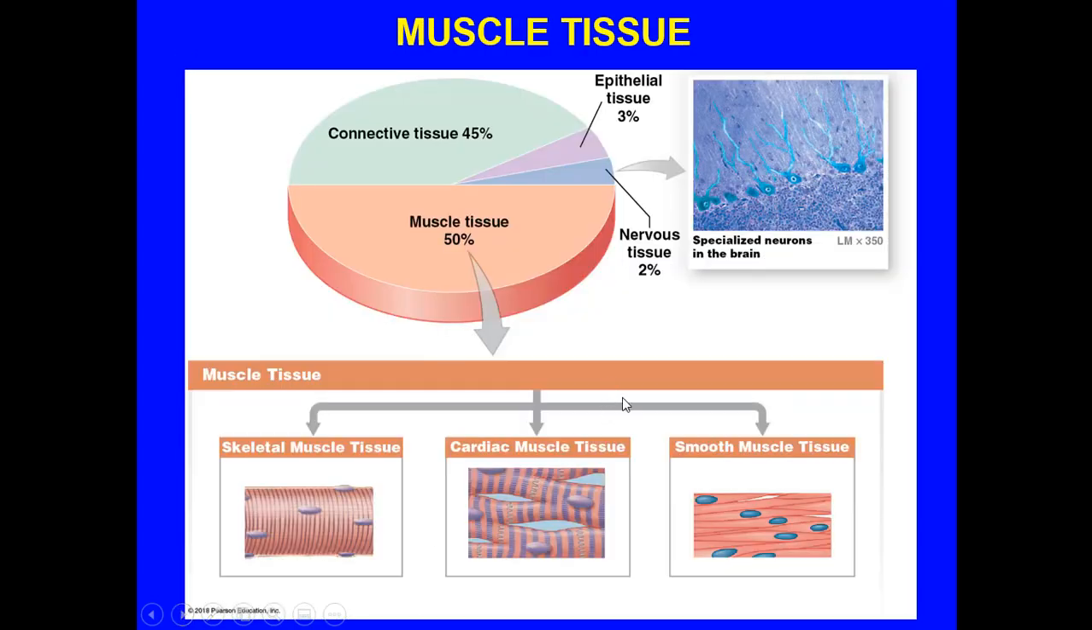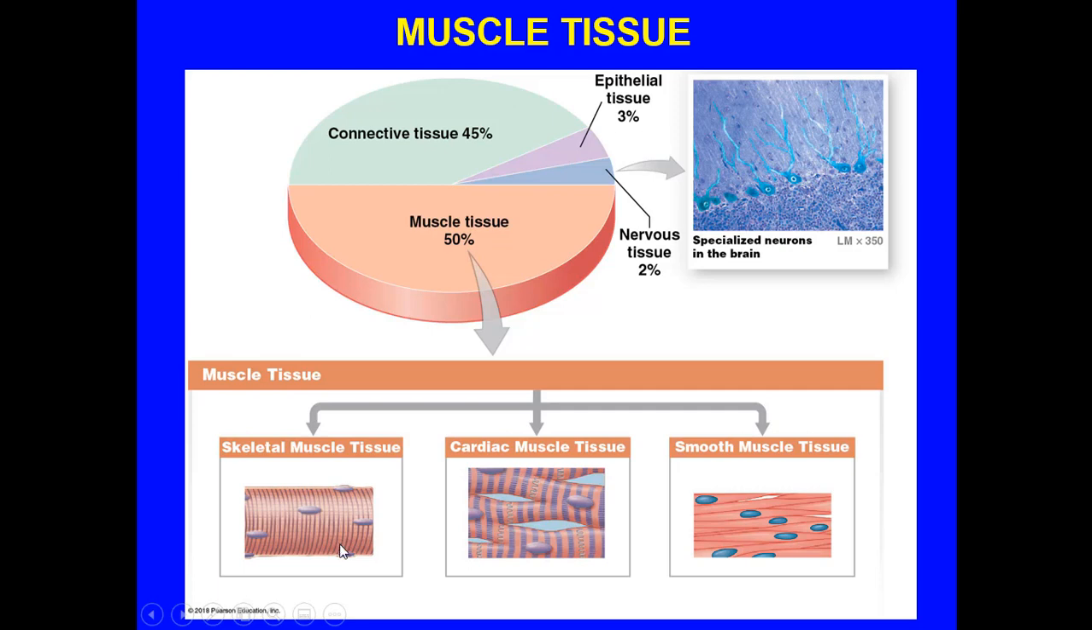What you will note is that 50% of the body mass is made up of muscular tissue. This includes, of course, skeletal, cardiac, and smooth. Connective tissue makes up 45%, and then you have the last 5% split between epithelial tissue and nervous tissue, okay? Which we're going to get into nervous tissue last, but save the best for last in a minute.